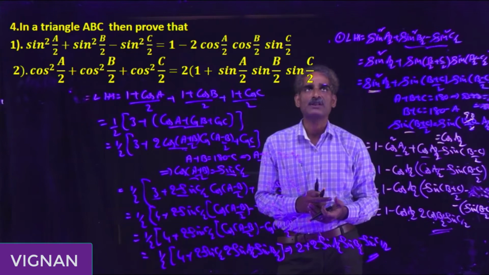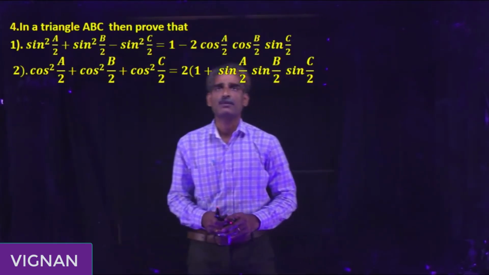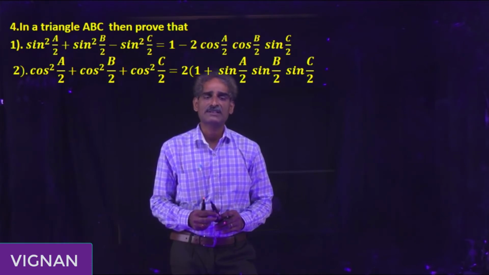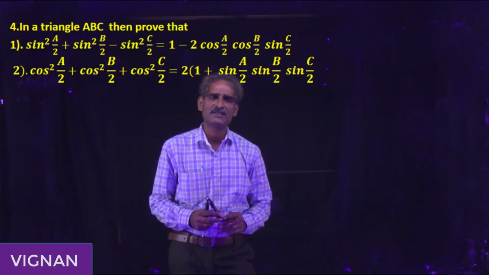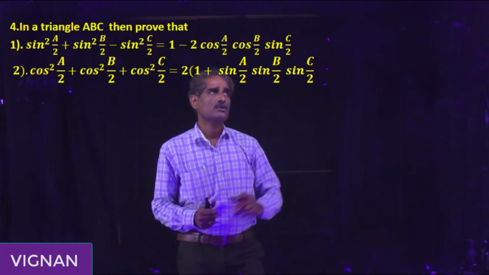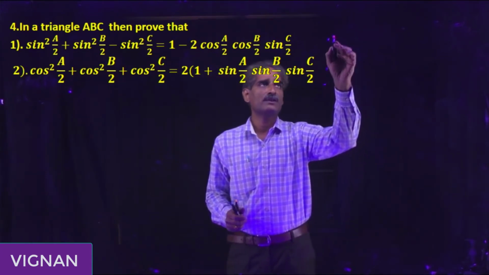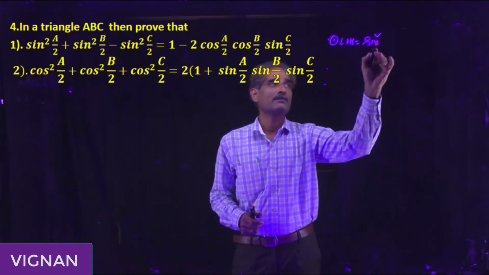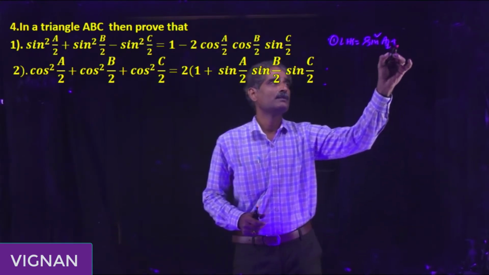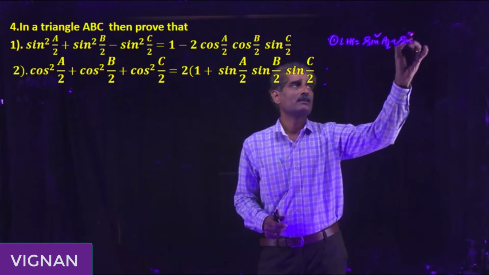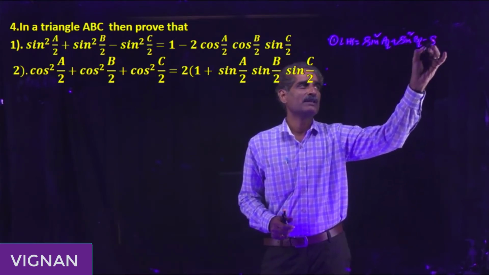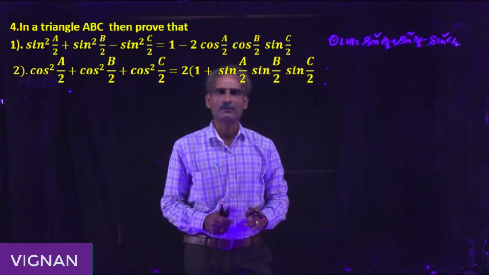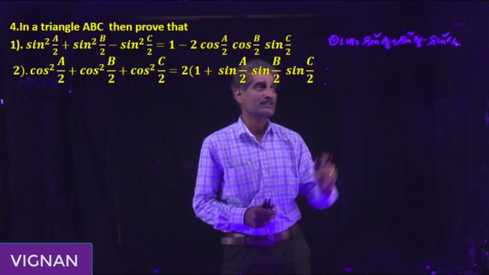Okay, see this first problem. In a triangle ABC, prove that sin square A by 2 plus sin square B by 2 minus sin square C by 2 equals something. So now take LHS. LHS is equal to sin square A by 2 plus sin square B by 2 minus sin square C by 2. It is an important model from the IP point of view, for 7 marks.